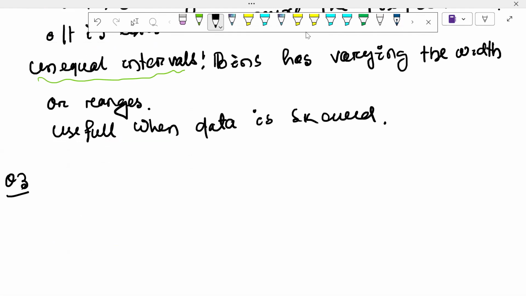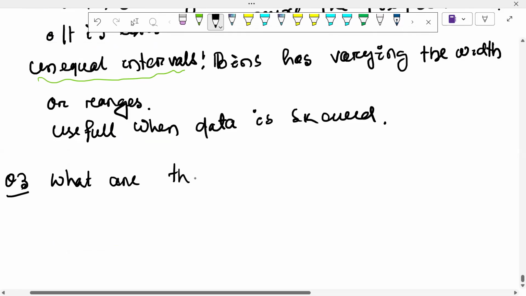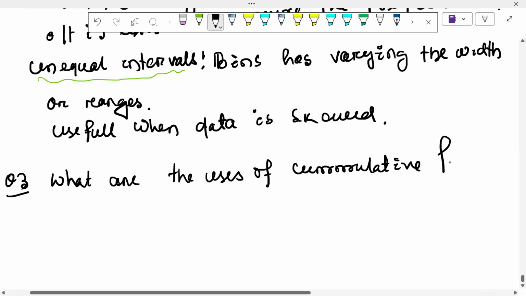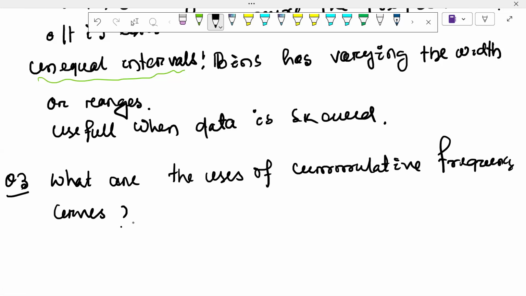Question number 3. What are the uses of cumulative frequency curves? So here we discuss the cumulative frequency curve and what is its application.